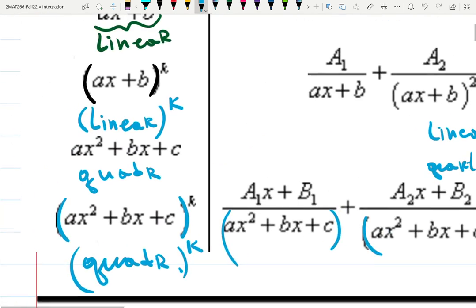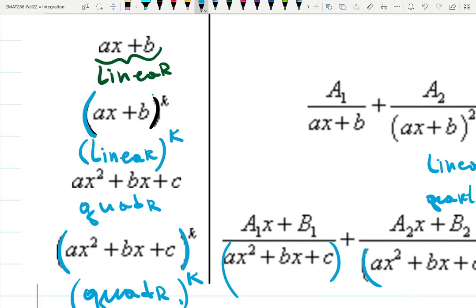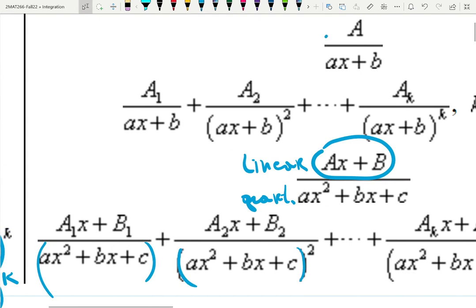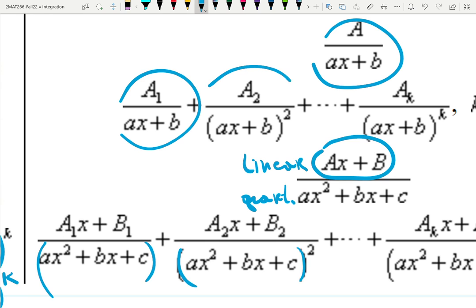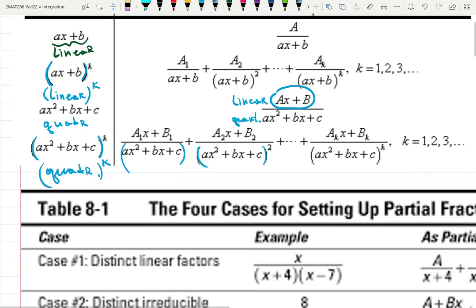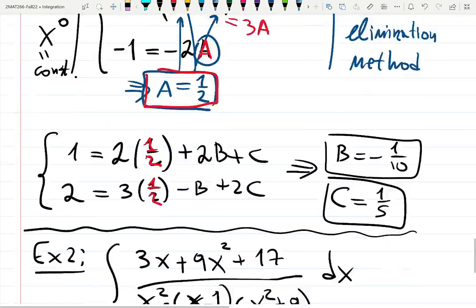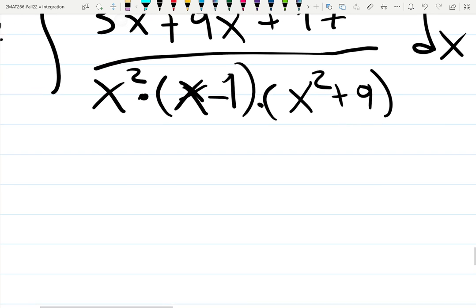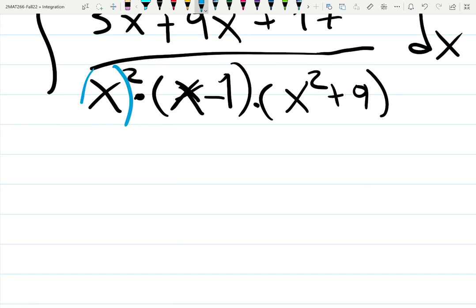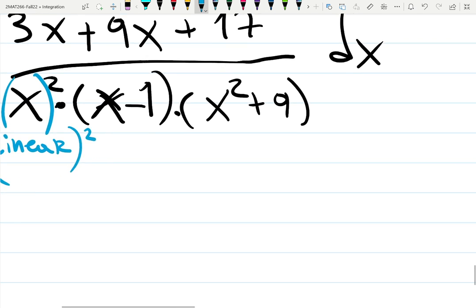The table says, if you see linear or linear to the power, you will use this form, A over ax plus b, or A over x plus b, A over (x plus b) squared, cubed, and so on. Let's see what we have. We have first x squared. x squared can be treated as quadratic or linear squared. And in this book, they actually want to treat it as linear to the power 2. But actually, both work fine. You can treat it as an x squared if you want, and it works fine.